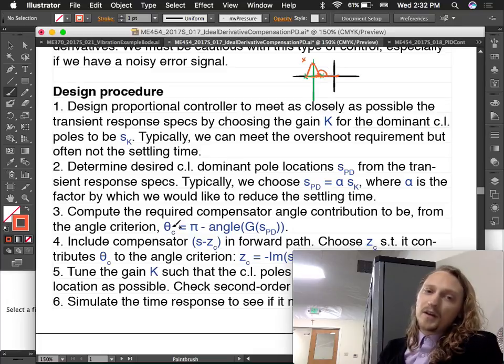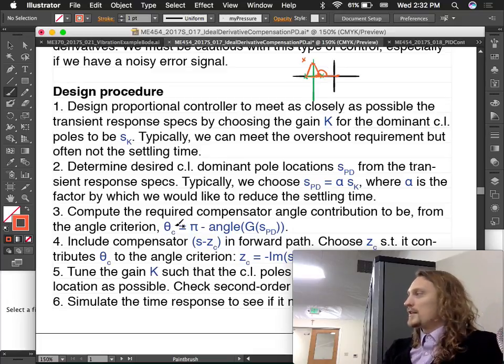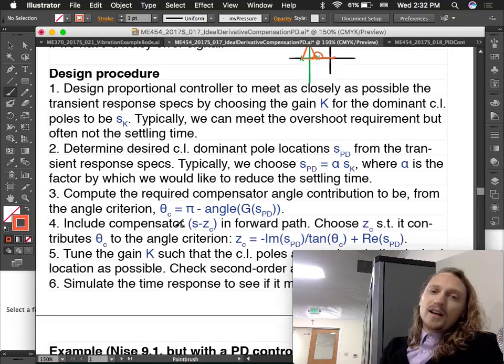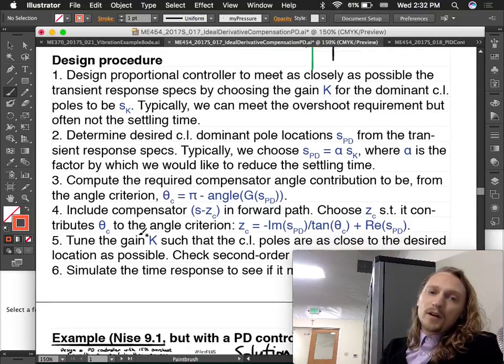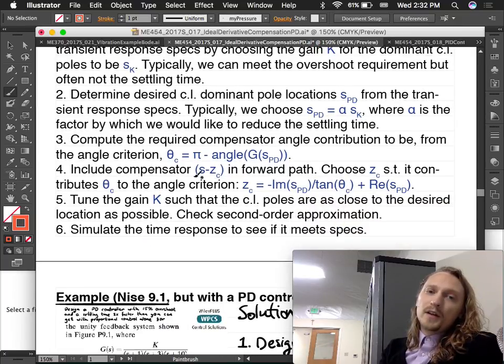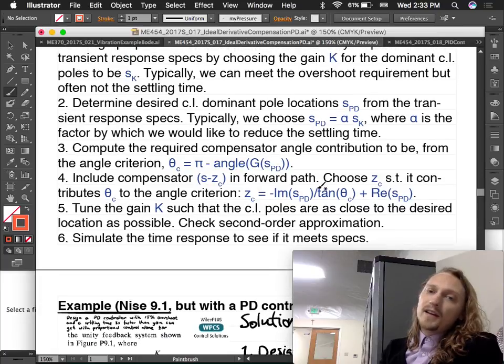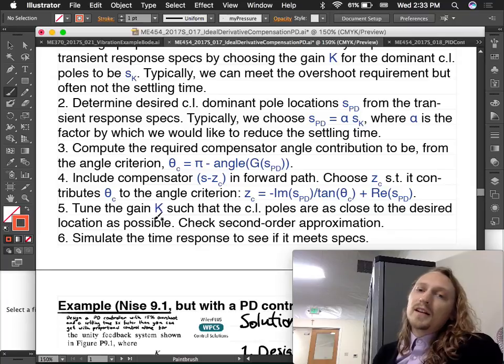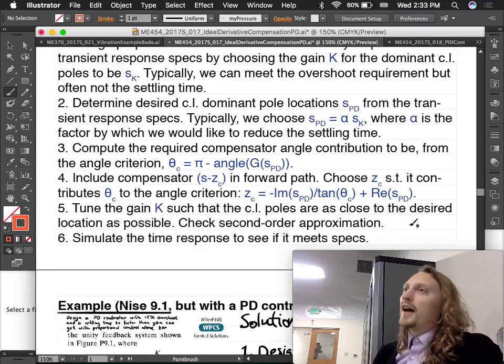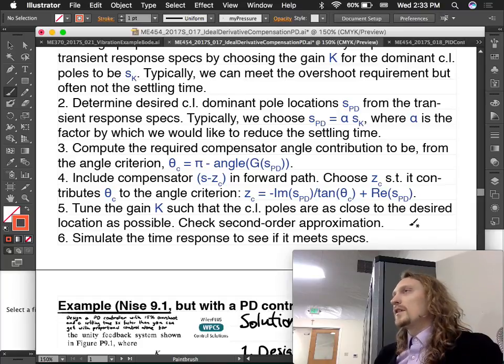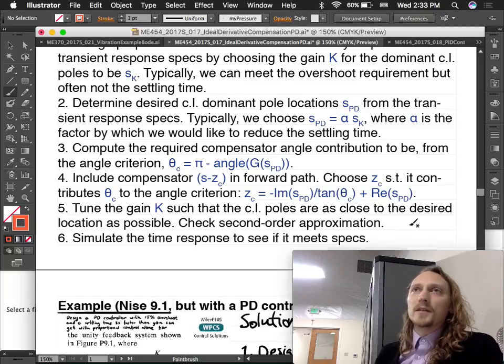We decide how much angle we need to contribute. In step 4, we include the compensator in the forward path, and we choose ZC such that it contributes that angle. And this is the formula that gives you that relationship. And that's just essentially trigonometry that gives you that angle. So it's pretty easy to compute.